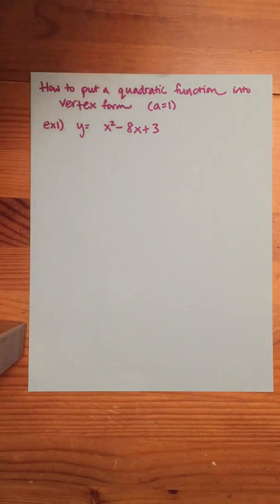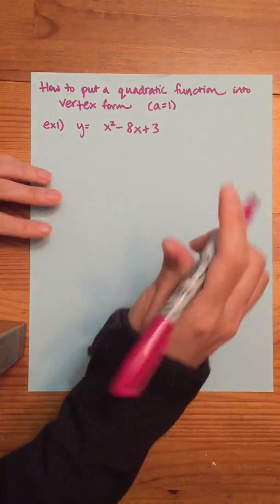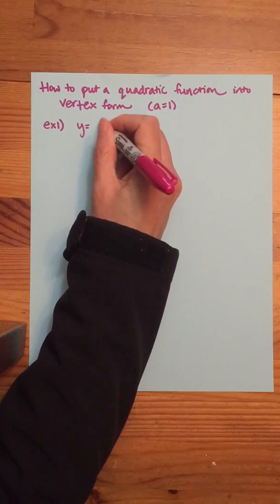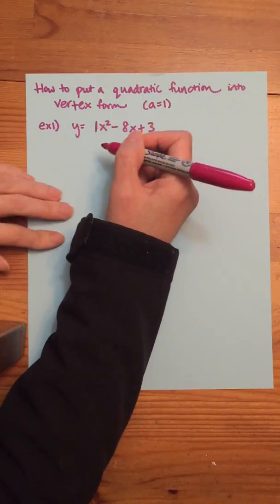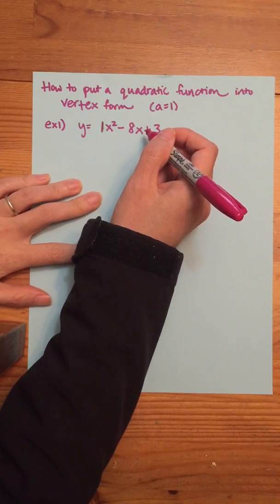Okay, so we're going to talk about how to put a quadratic function into vertex form. And we're going to start with an example where a equals 1. So that means this leading coefficient is 1 here, and that makes it a little bit simpler to talk about. Okay, so we'll try that first.